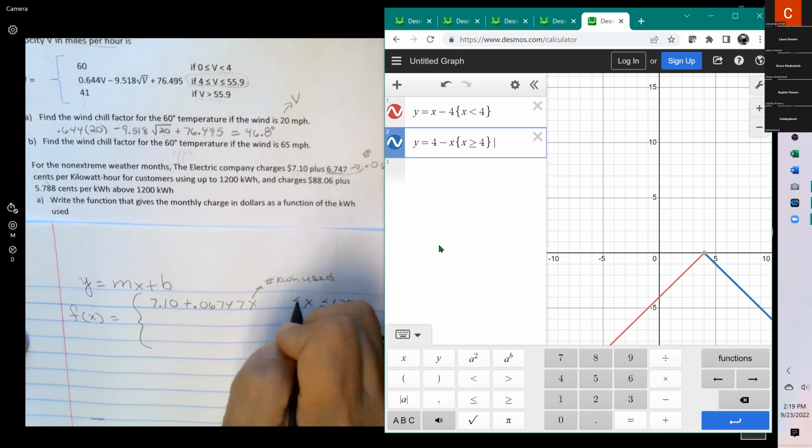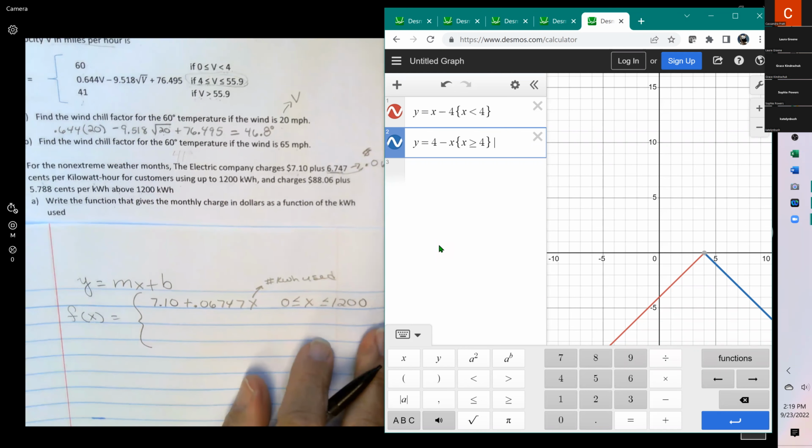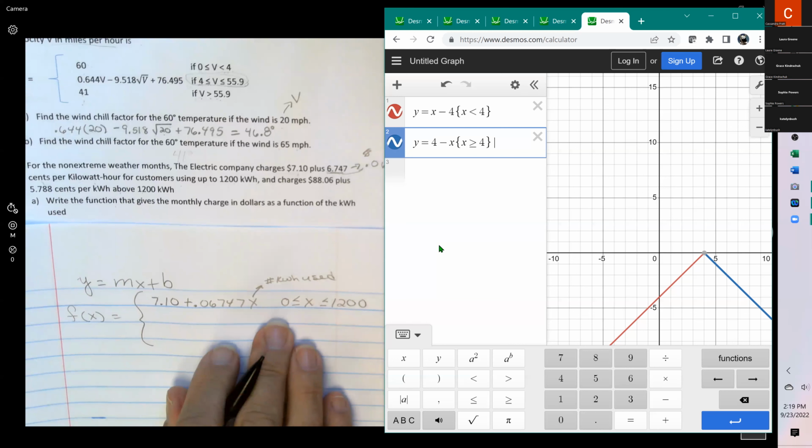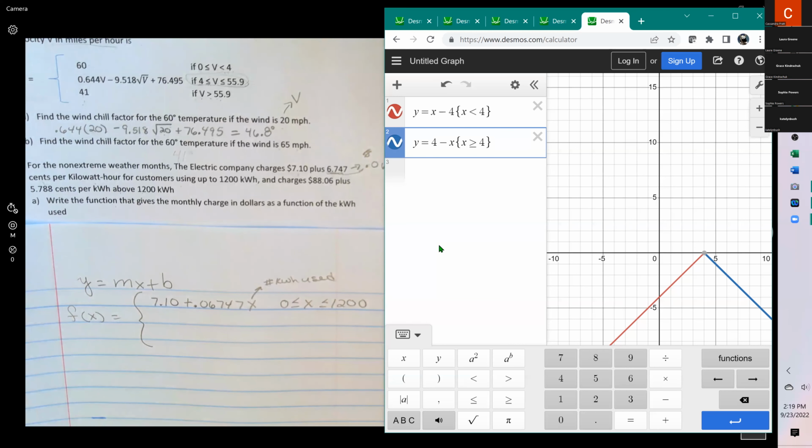Now, we know we can't go below 0. So it's up to 1,200, but it wouldn't be a negative value. So it would be between 0 and 1,200, but it could equal 0. Technically, you could be gone for a month and not have any electricity on. Any questions on that part?